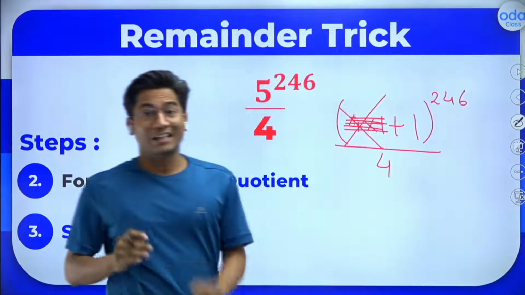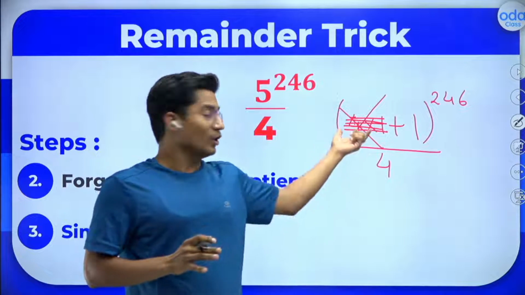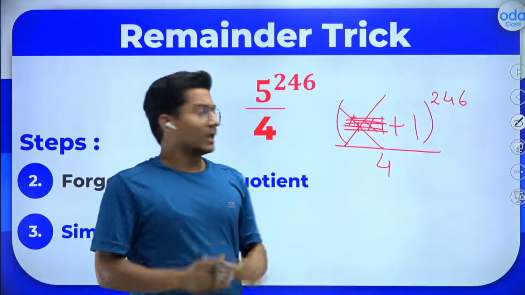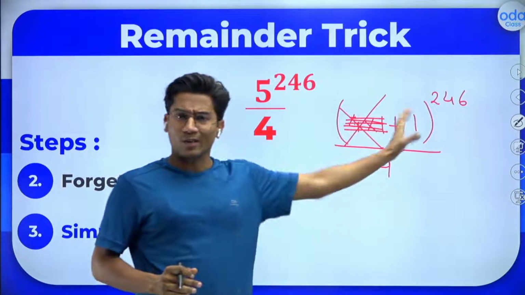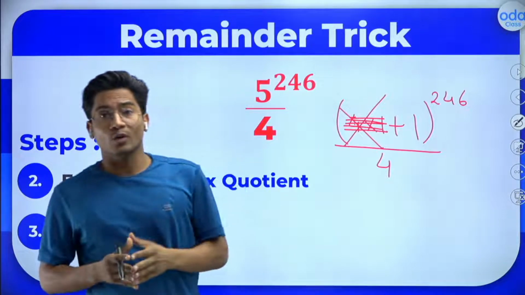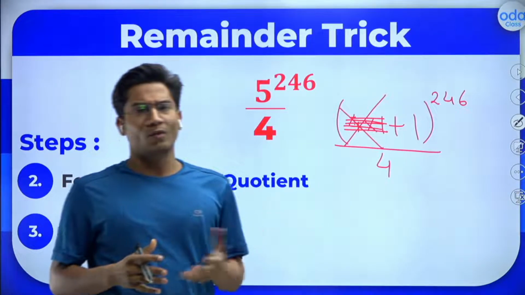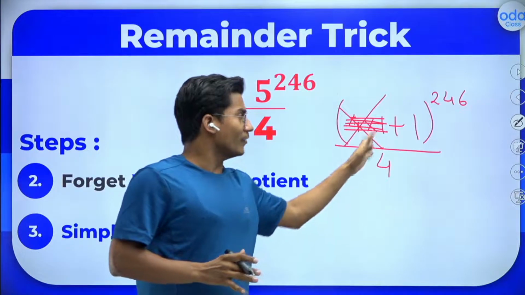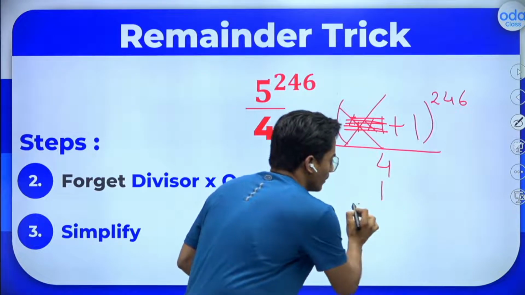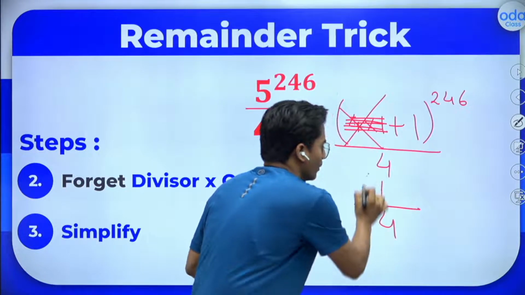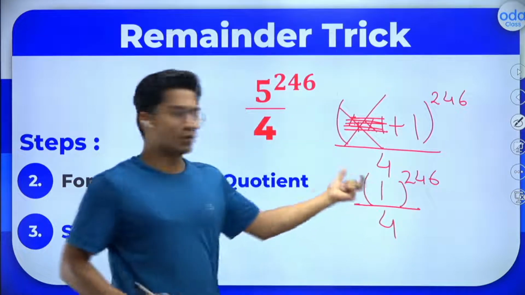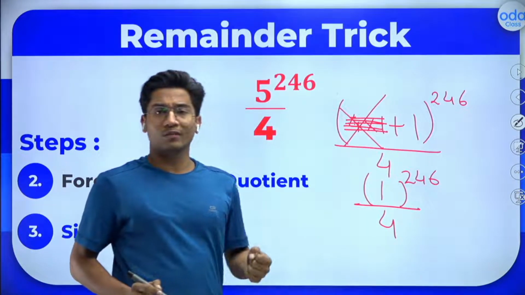All you have to do is forget about this part. Which part? The divisible part, the part that is here with the divisor, right? So here we will be forgetting about this and just write the remaining part, whatever it is. Here in this case, it is coming as 1. There are going to be cases where it can be 2, 3, 4, 5, or anything, right? So here, if it is coming as 1, we can write this as 1 upon 4, raised to the power 246.